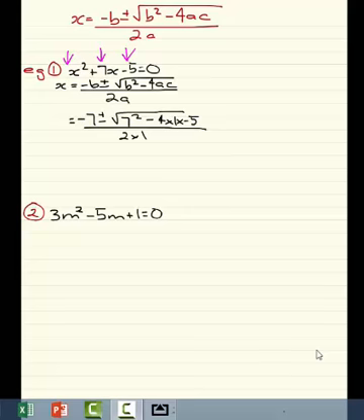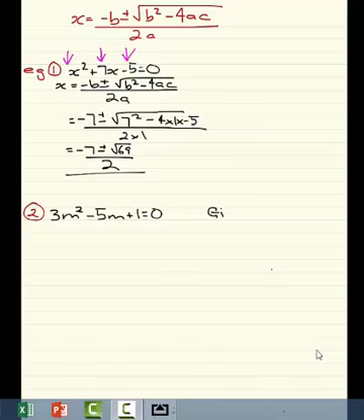So 7 squared minus 4 times 1 times negative 5 is going to come out to be 69. So this is equal to minus 7 plus or minus the square root of 69 all over 2. Now 69 is not an easily square rooted number, so if they want an exact answer or a surd answer, you stop there, and those are your two solutions.